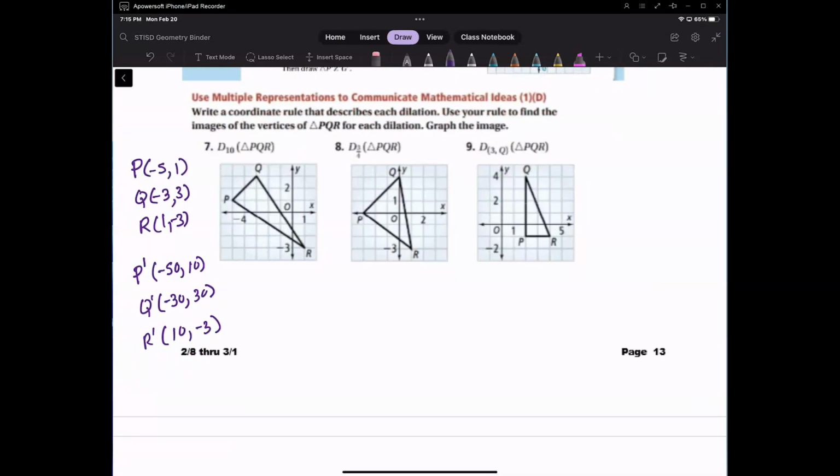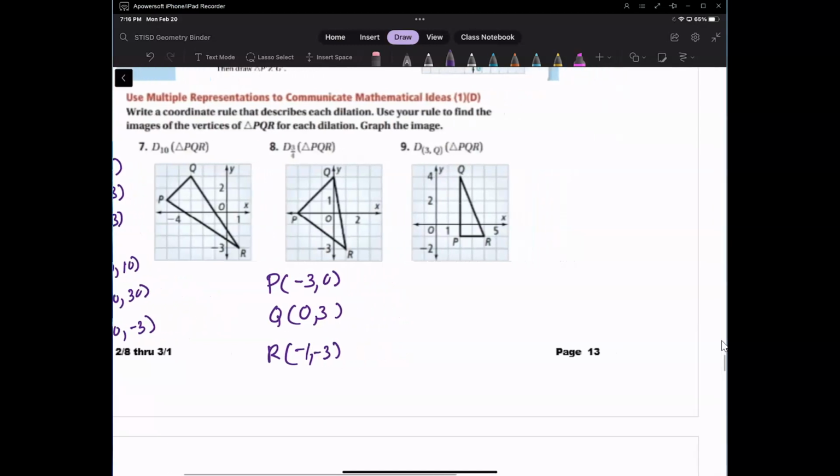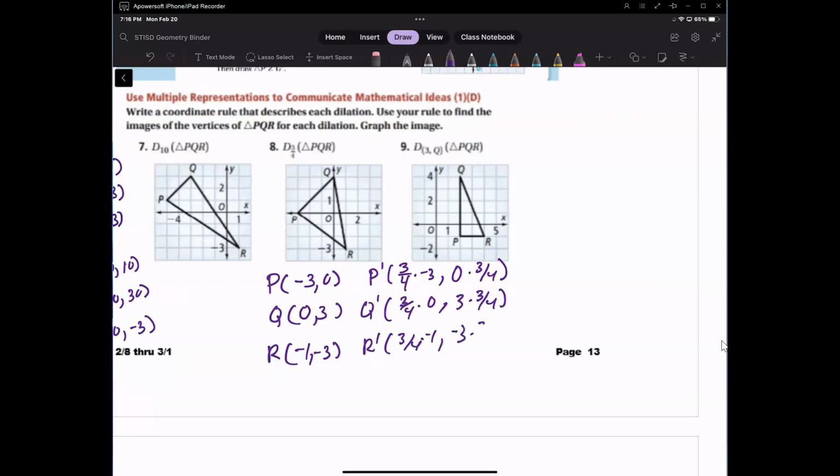Number 8, we have a dilation. The scale factor is 3/4. So we have P, which is -3, 0. We have Q, which is 0, 3. And we have R, which is -1, -3. So for us to do the dilation of 3/4, we'd have to multiply the x, which is 3/4 times -3, comma, 0 times 3/4. Q prime, 3/4 times 0, comma, 3 times 3/4. And then R prime, 3/4 times -1, comma, -3 times 3/4.